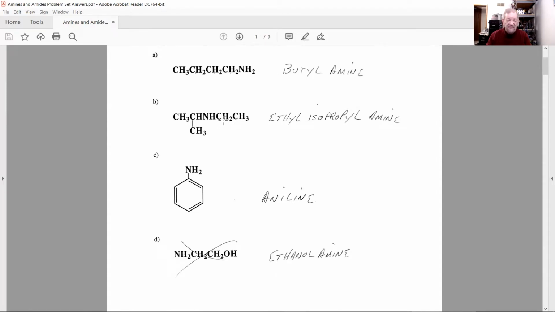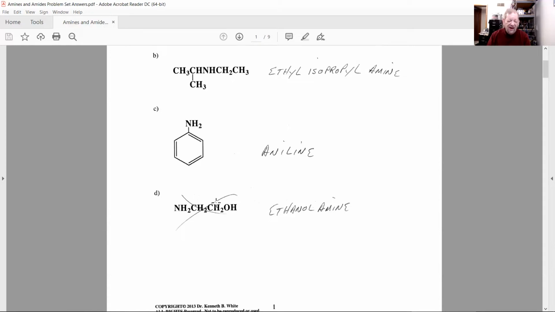Next one, nitrogen again. Here we have ethyl and isopropyl. Now it can be either order because these are common names and there are no set rules. And that's ethyl isopropylamine or isopropyl ethylamine. Now, when R is a benzene ring, the common name became the IUPAC name, and they're both the same: aniline.